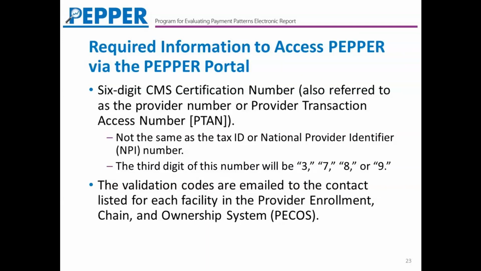Validation codes are also emailed to the contact listed for each facility in the Provider Enrollment, Chain and Ownership System, PECOS. And the validation codes that are sent are updated every year. So if you have an access code, a validation code from a prior release, you're not going to be able to use that. That's not going to be valid or accepted for this new release.